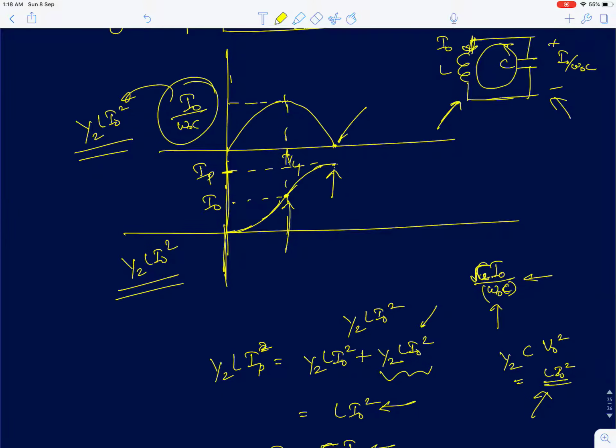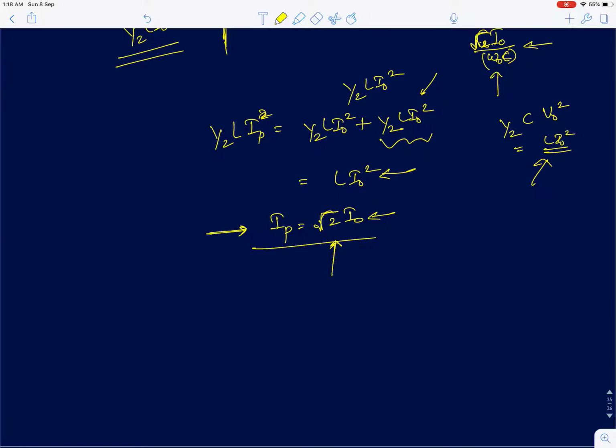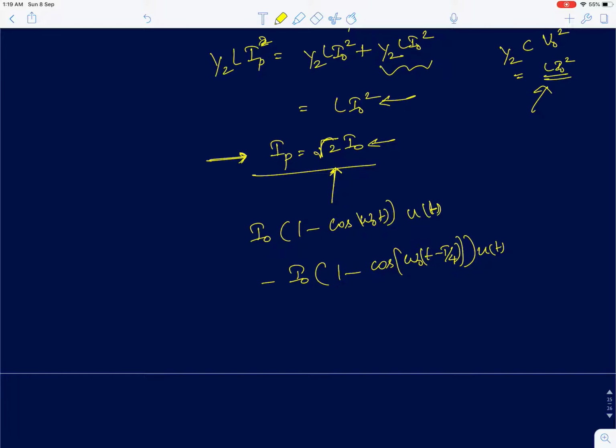Which is why I did all the energy analysis in the beginning part of the lecture. Again, you can show this result very easily mathematically. I'll just use the superposition of two step inputs. So I naught into 1 minus cos omega naught t, into u of t, is going to be the step input at t equal to 0, minus I naught into 1 minus cos of omega naught into t minus T by 4, into u of t minus T by 4.